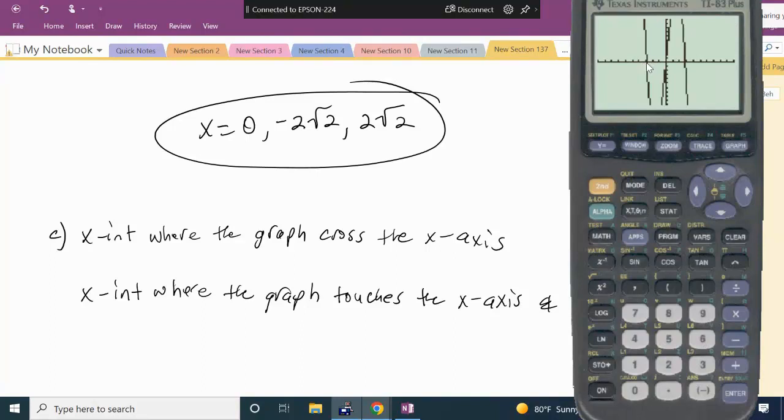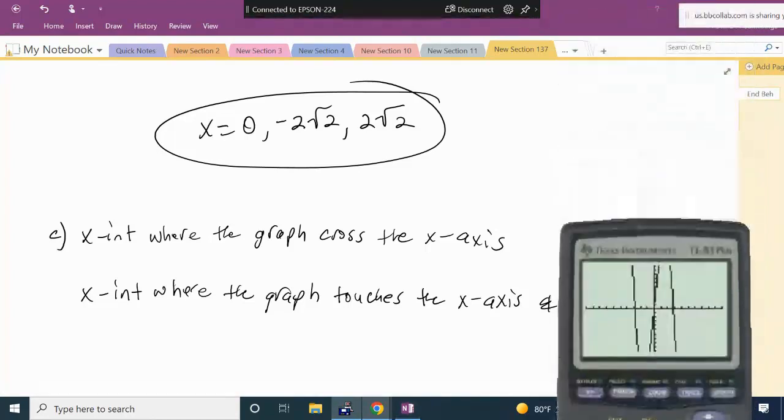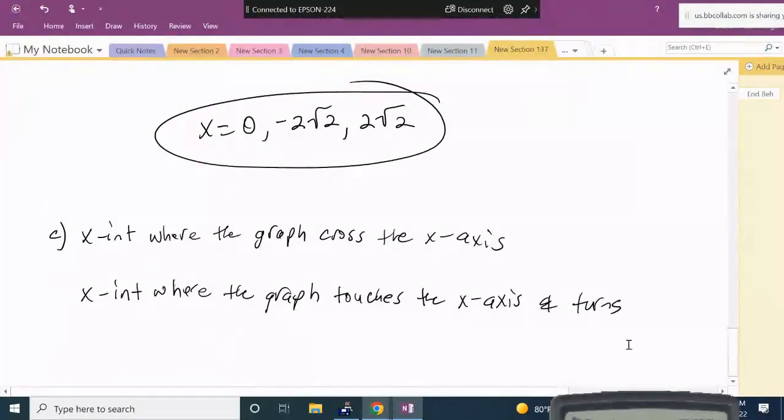All right, so if we look at the graph, over here, I believe I would have negative 2 square root of 2. So notice that for this X-intercept, it completely crosses the X-axis. For this second intercept, 0, notice that it completely crosses the X-axis. And for positive 2 square root of 2, notice that it completely crosses. The second part of this problem says where it touches and turns.